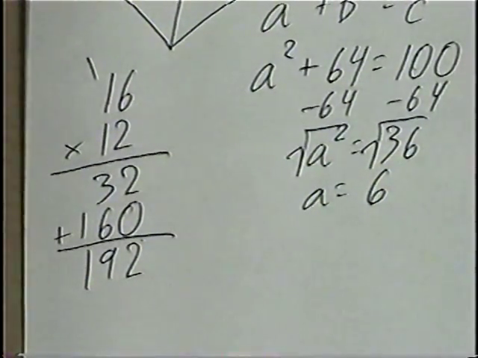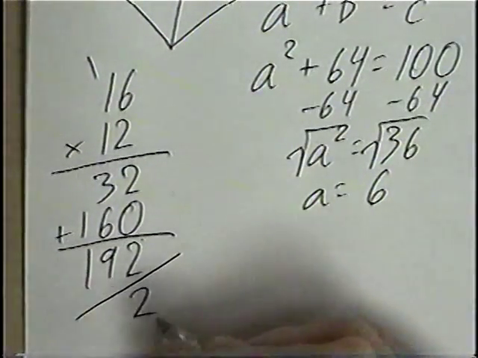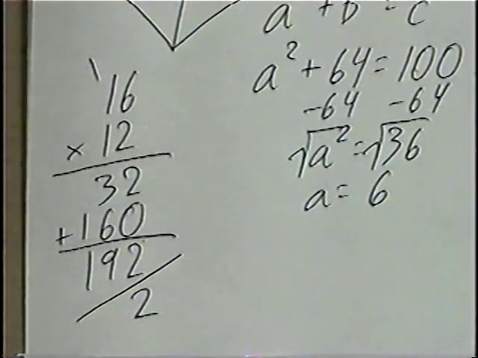192 is not the answer to the question. Again, that's the diagonals being multiplied together. The last step for the rhombus is to multiply by 1/2 or divide by 2.